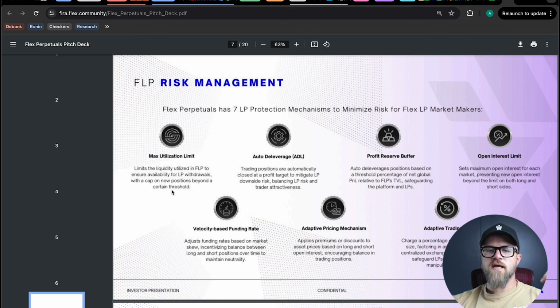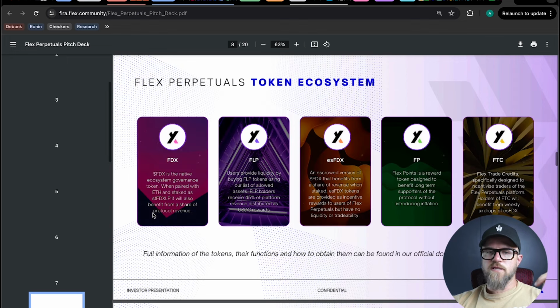So moving on. Risk management, max utilization limit. These are all for the FLP side. I'm not going to go through each one of these as there is a lot to go through, but check this out if you're interested.